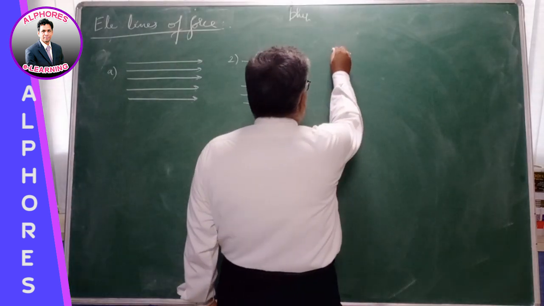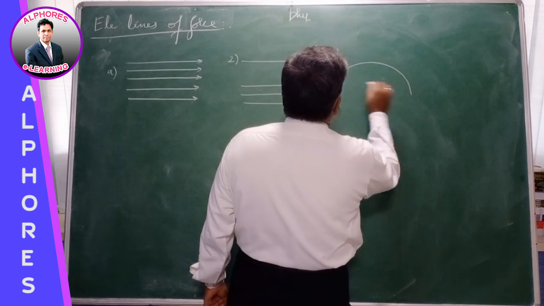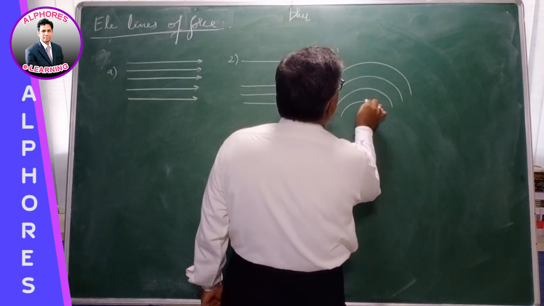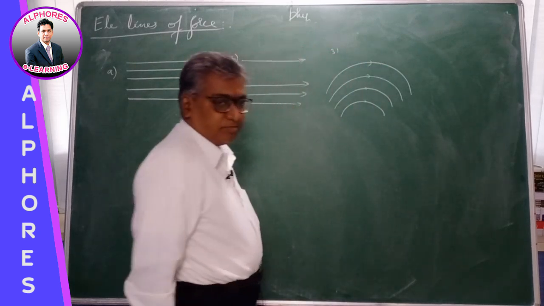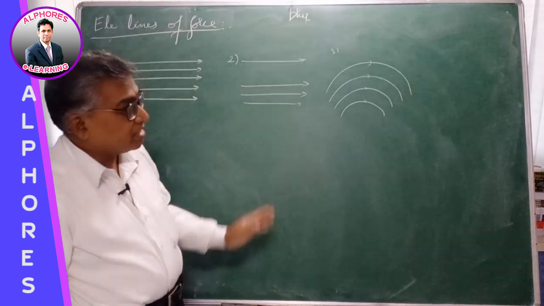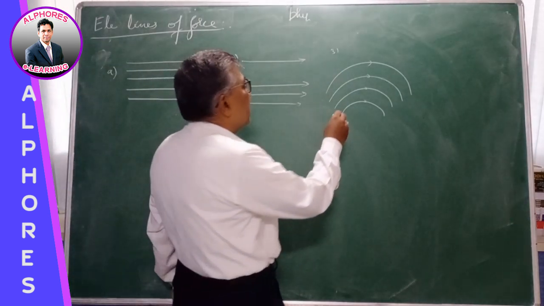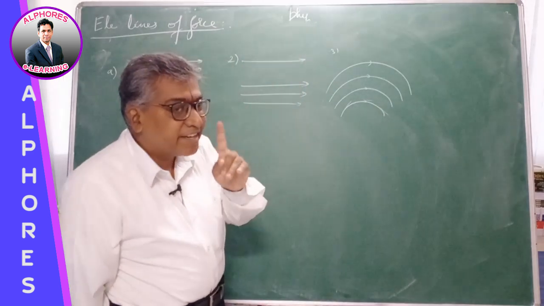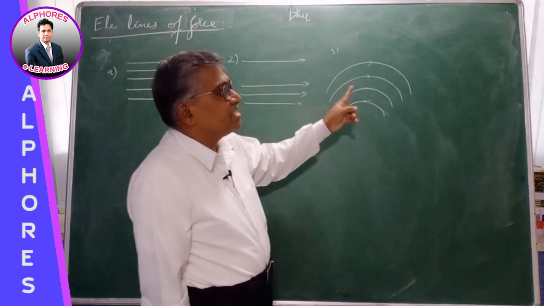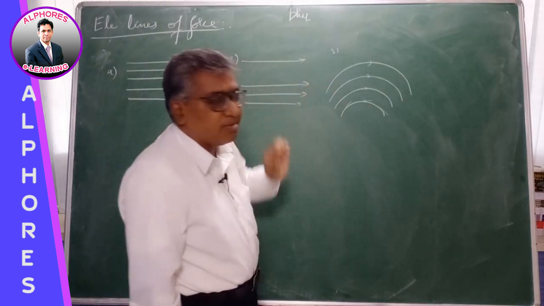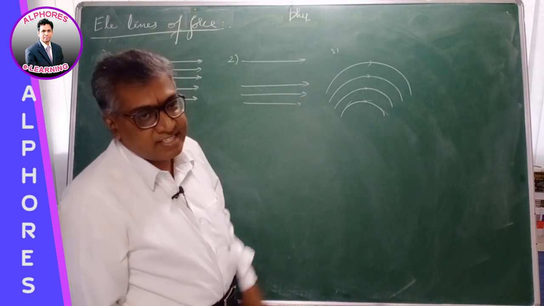Now third, the lines of force are curved like this but spaced at equal distance. They are spaced equidistant apart but the direction is different. So direction is changing from point to point. In this one magnitude is the same but the direction is different. Magnitude is the same because they are equidistant, separated by equal distance apart, but the direction is different.